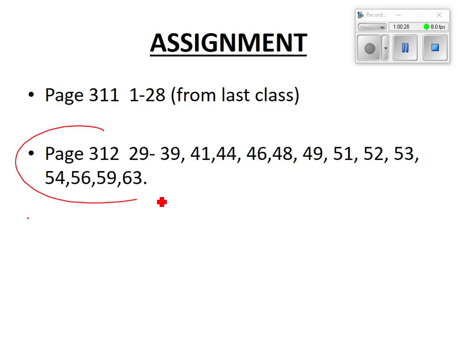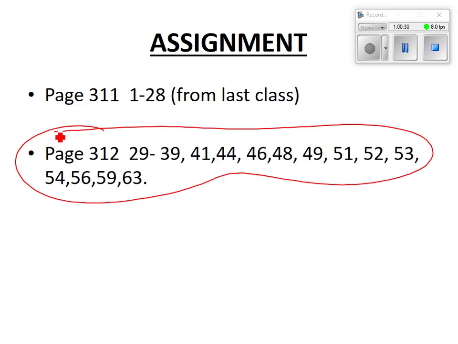All right. Add this to that 1 through 28. This is your assignment. It's not near as much as it looks like. Maybe if Malachi doesn't throw too big a fit.